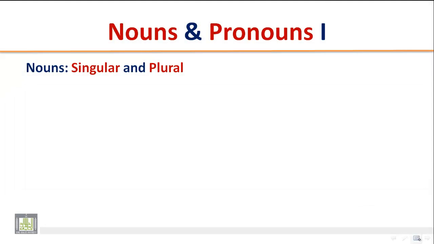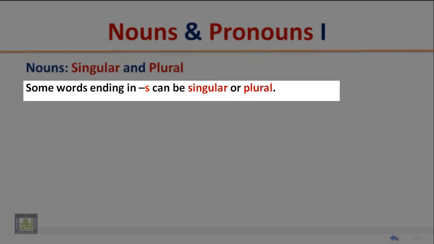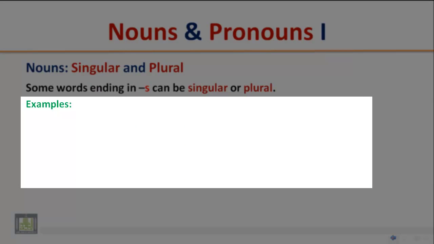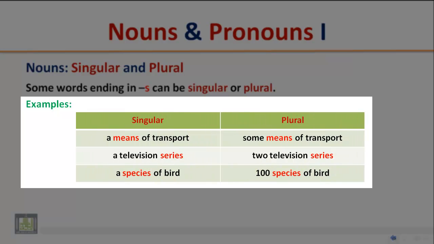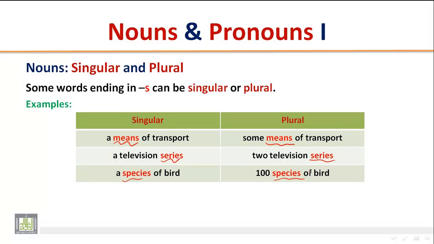Nouns, singular and plural. Some words ending in S can be singular or plural. Examples: a means of transport, some means of transport, a television series, two television series, a species of bird, 100 species of bird. Notice that these words can be used singular or plural.